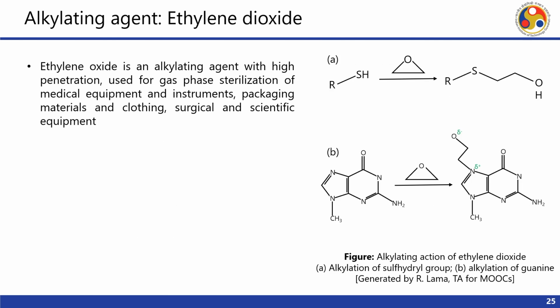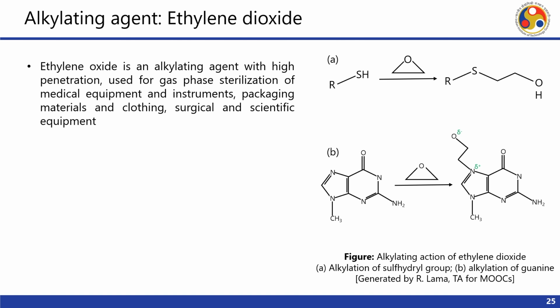Let us now discuss another class of chemicals which are used in controlling microbes, the alkylating agents like ethylene oxide. It is an alkylating agent with high penetration used for gas phase sterilization of medical equipment and instruments, packaging material and clothing, surgical and scientific equipment.